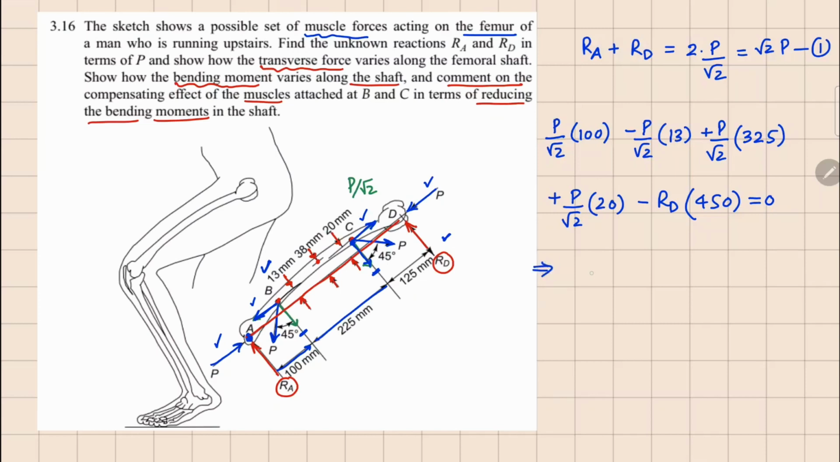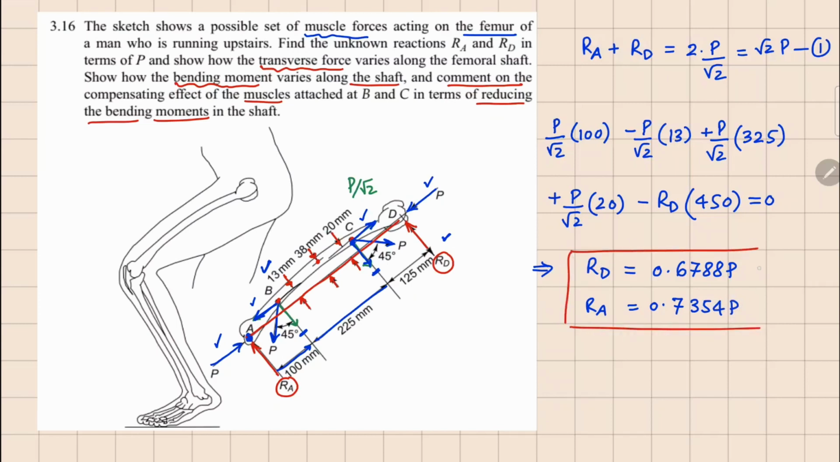Solving these equations we get the value of RD, which is 0.6788 P, and the value of RA, which is 0.7354 P. So these are the reactions. That was the first part of the problem.